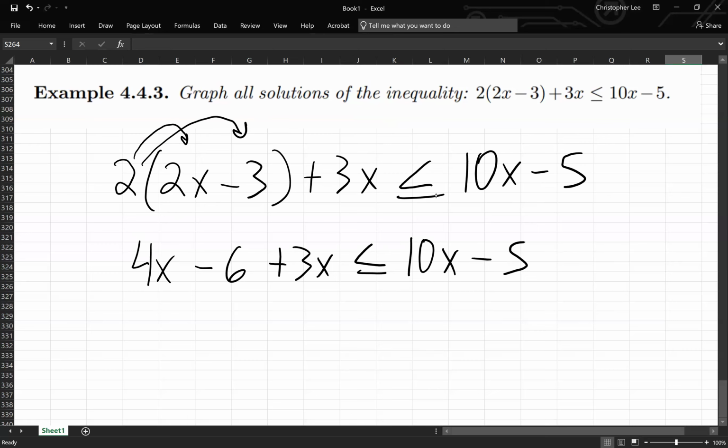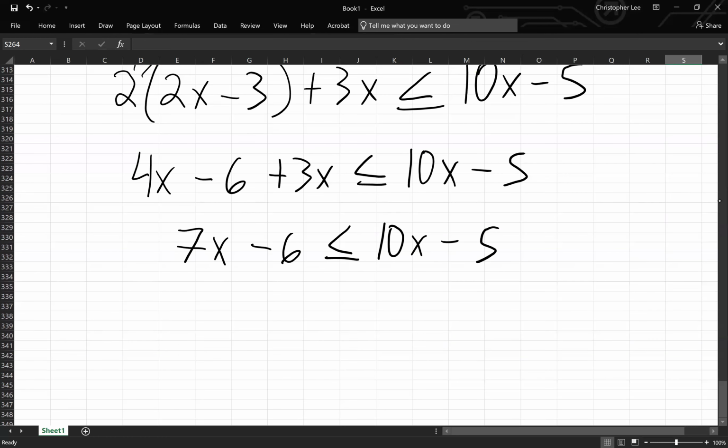Now let's combine like terms. It's a fancy way of saying add. So 4x plus 3x is 7x. So I have 7x minus 6 is less than or equal to 10x minus 5. Now, again, I want to get all my x's on one side, all my numbers on the other. So I'm going to subtract 7x from over here.